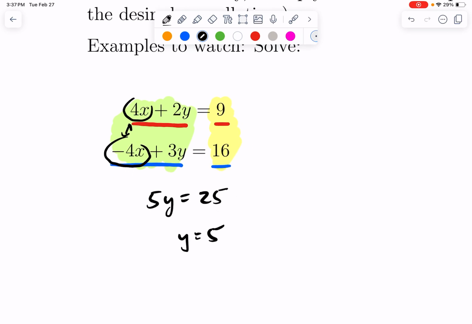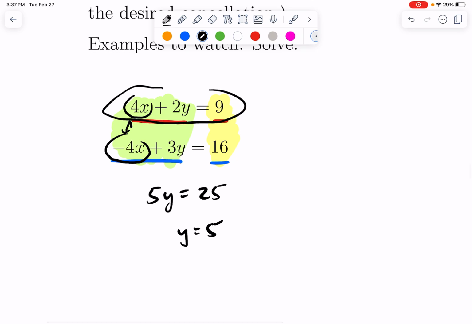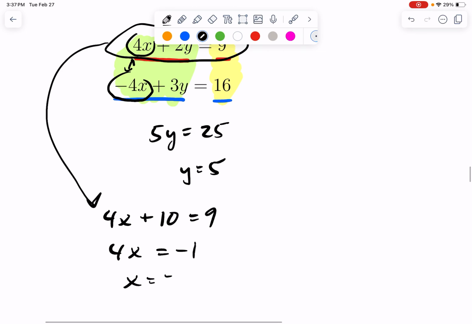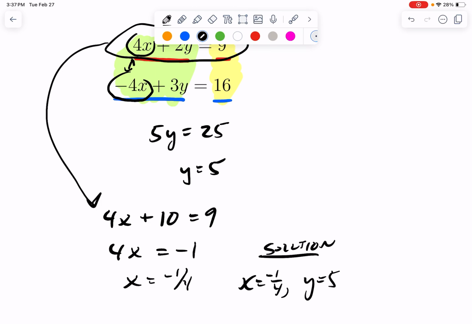Once I know y is equal to 5, I can substitute that into either equation. I'll pick the one without the negatives. So 4x plus 2y, which I now know is 2 times 5 or 10, equals 9. So 4x equals negative 1, and x equals negative 1/4. So our solution here is x equals negative 1/4, and y equals 5.